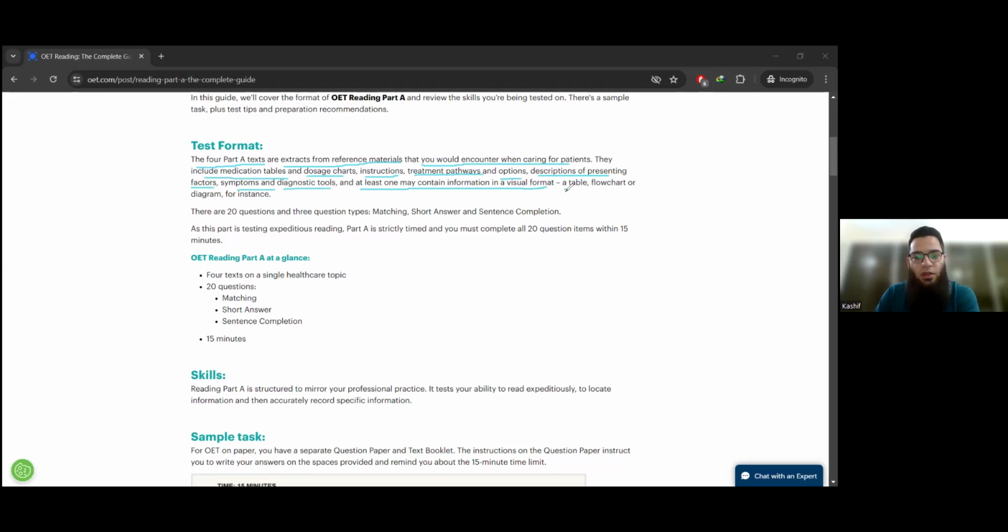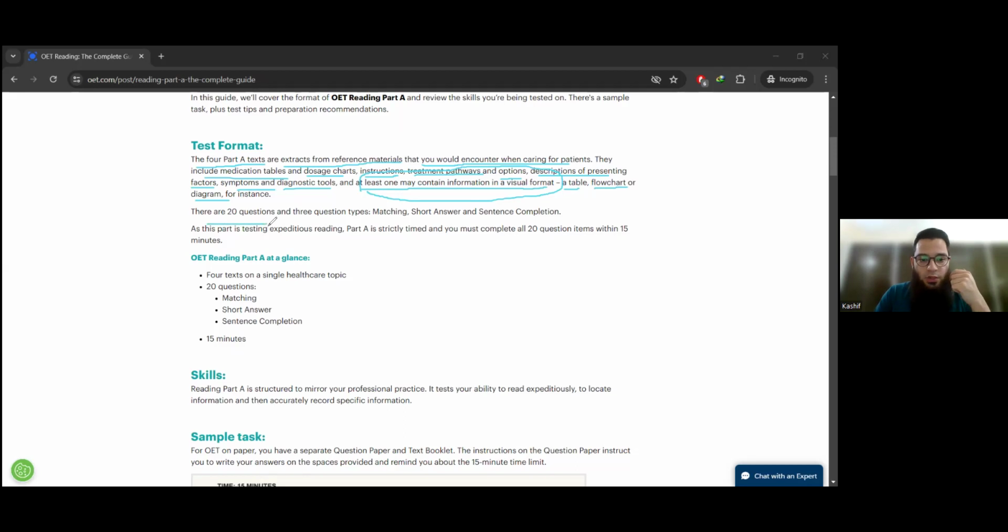What does that mean? It can be a table, a flow chart, a diagram, or a graph as well. In pediatrics, for example, it can be a growth chart. As they have mentioned on their official website, at least one may contain information in a visual format. So please be prepared that you will be given at least a flow chart, maybe a bar, maybe a diagram or table, whatever it is, you will be given one of those.